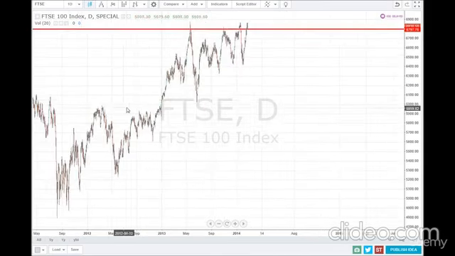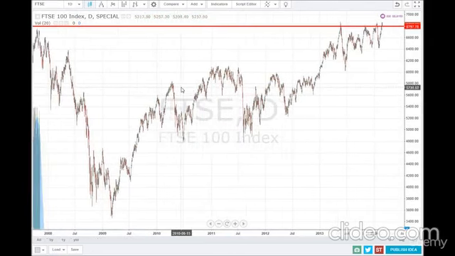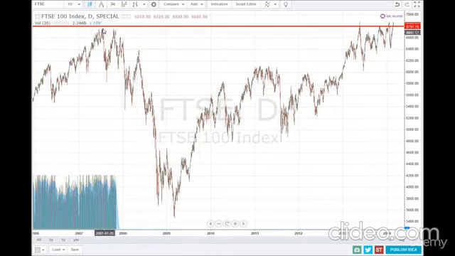If I zoom out, you'll notice that this resistance area has acted as resistance in the past. We have 1 rejection, 2 rejections, 3 rejections, 4, 5 rejections, and possibly a 6th rejection. This is an example of strong resistance in financial markets.